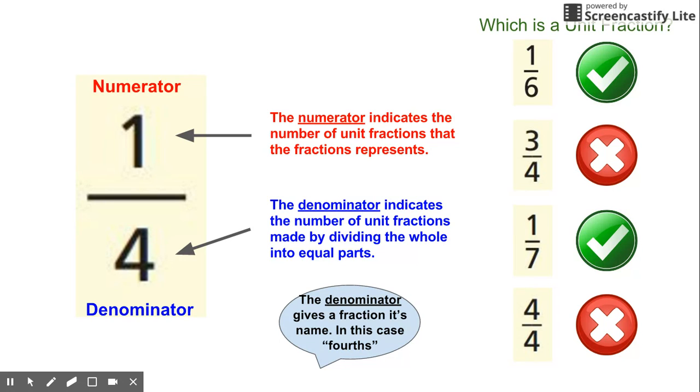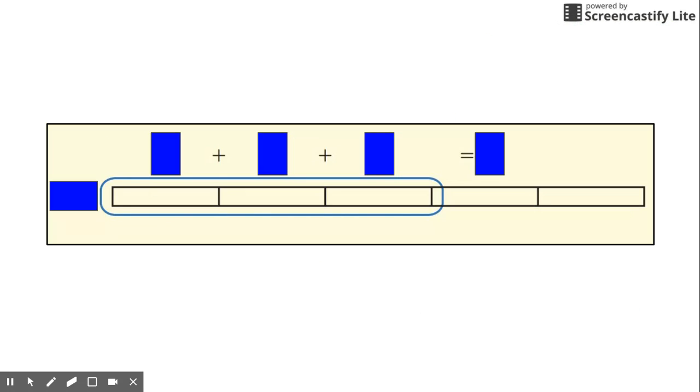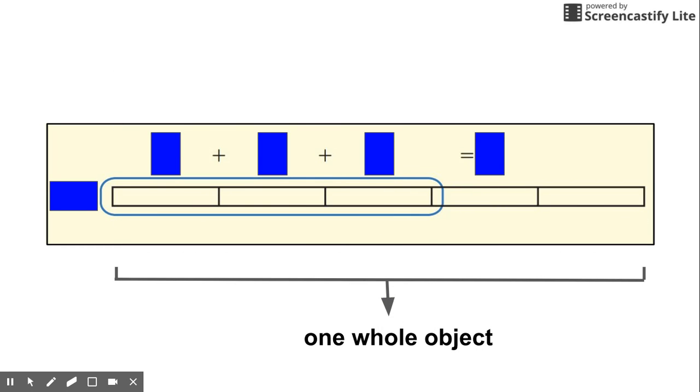So does that mean that all fractions are really just made up of unit fractions? Yeah, you got it. Here's another example. If I take one whole object and I cut it into 5 equal parts, then each of those parts is called 1/5 or fifths. Right. And that means that 1/5 plus 1/5 plus 1/5 plus 1/5 plus 1/5 is equal to one whole object.